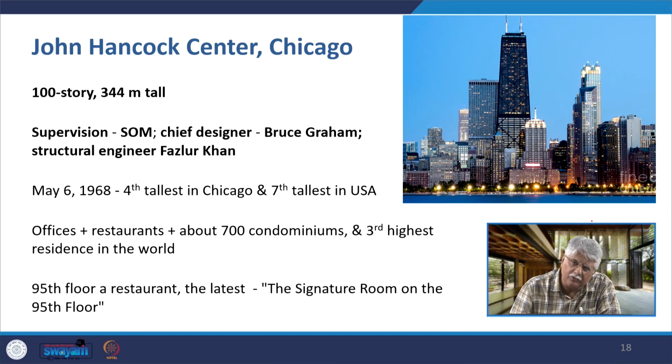When we look at the John Hancock Center now, which was 100 stories high, 344 meters tall, done by Skidmore, Owings and Merrill, with chief designer being Bruce Graham, structural engineer Fazlur Khan, executed in 1968, it was the 4th tallest in Chicago, 7th tallest in the United States. It had offices and restaurants, it had 700 condominiums, and was the 3rd highest residence in the world, and a lot of other features were there in this building.